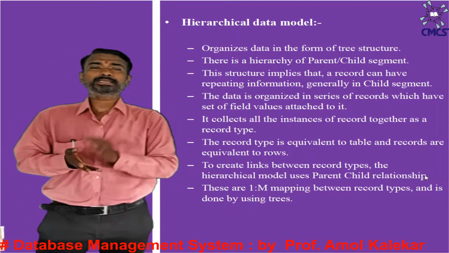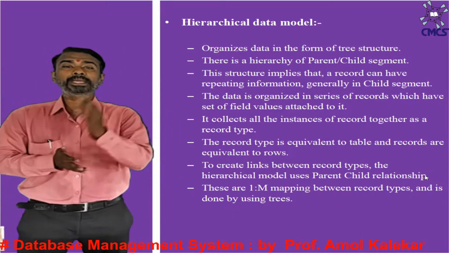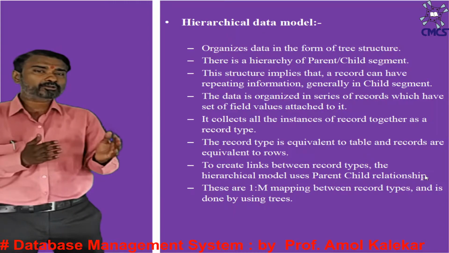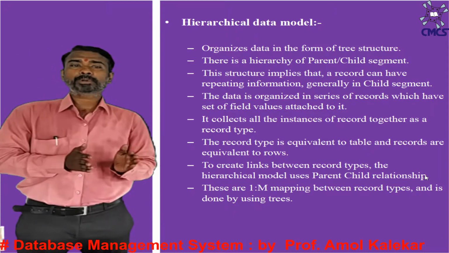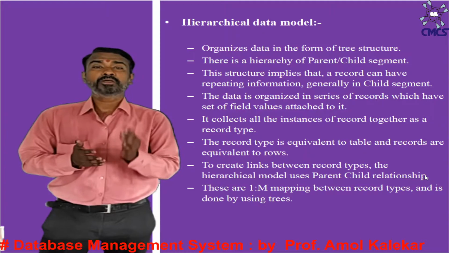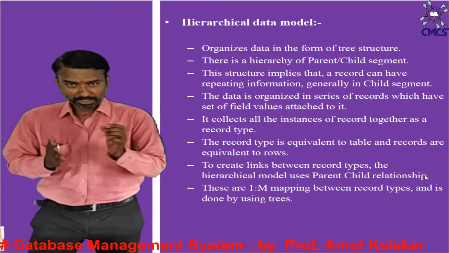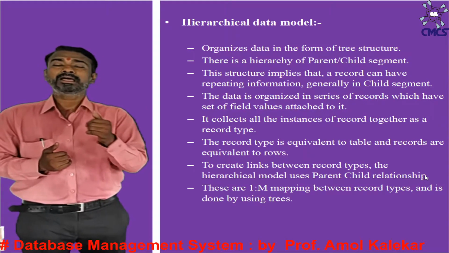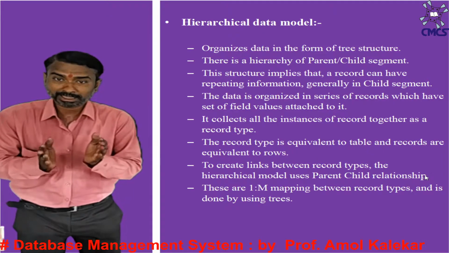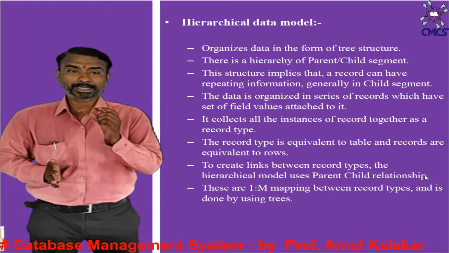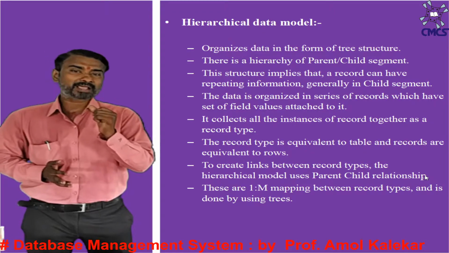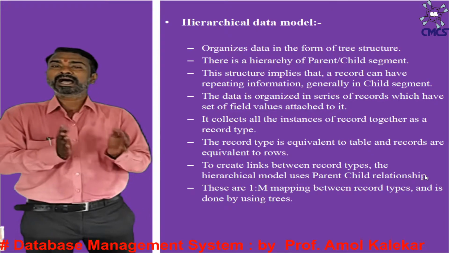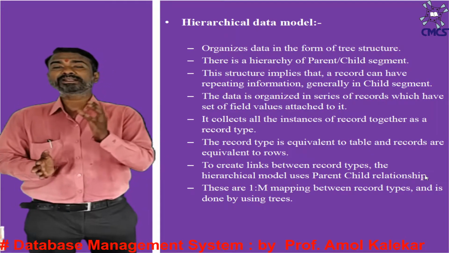This structure implies that a record can have repeating information, generally in the form of a child segment. The data is organized in a series of records which have a set of traits, values that are attached to it. It collects all the instances or the occurrences of the record together as the record type. Generally, the record type is equivalent to a table and the records are sometimes equivalent to the rows. To create the links between the record types, the hierarchical model uses the parent-child relationship.